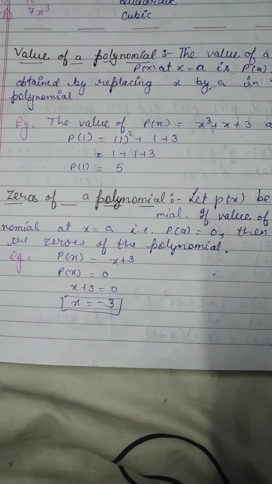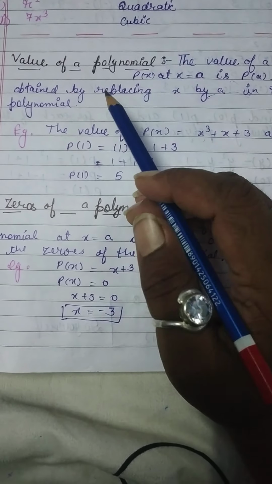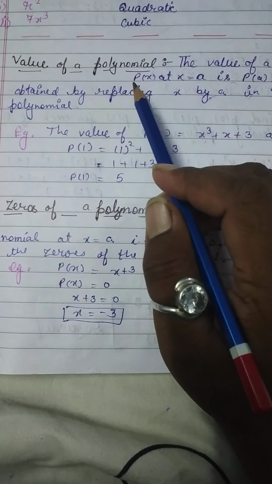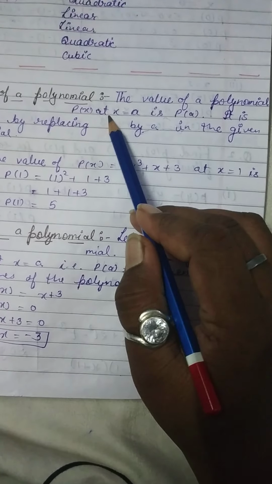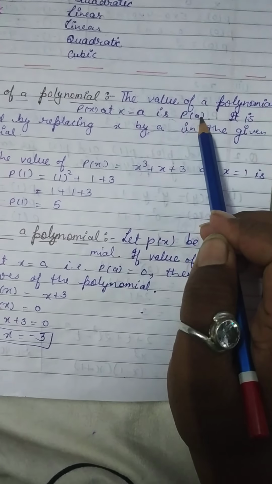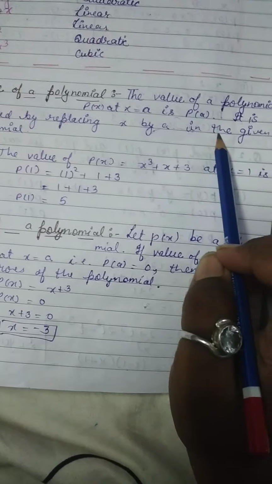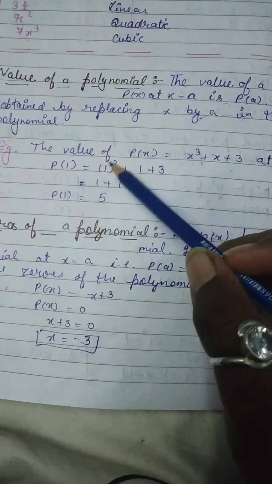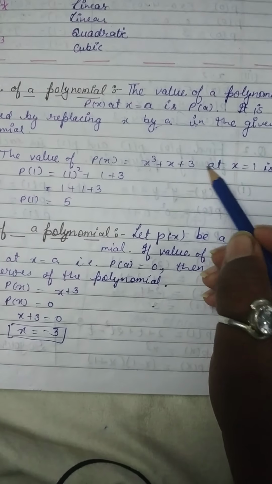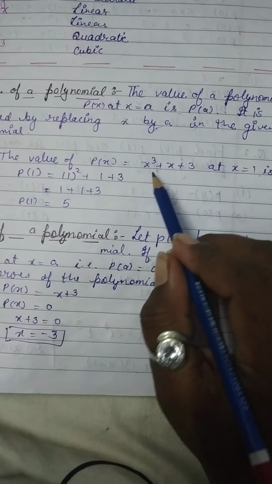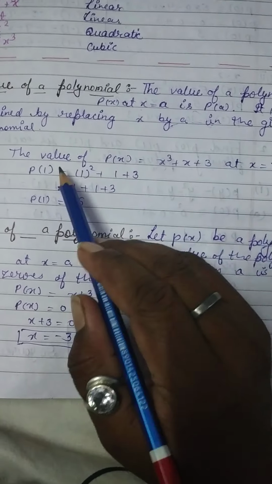Okay, in 2.2, the value of a polynomial at any point means at any value of x. What is p(x)? The value of polynomial p(x) at x equal to a is p(a). It is obtained by replacing x by a in the given polynomial. Let's take an example. The value of p(x) = x cube plus x plus 3 at x equal to 1. It means wherever there is x, put x equal to 1 and find the value.